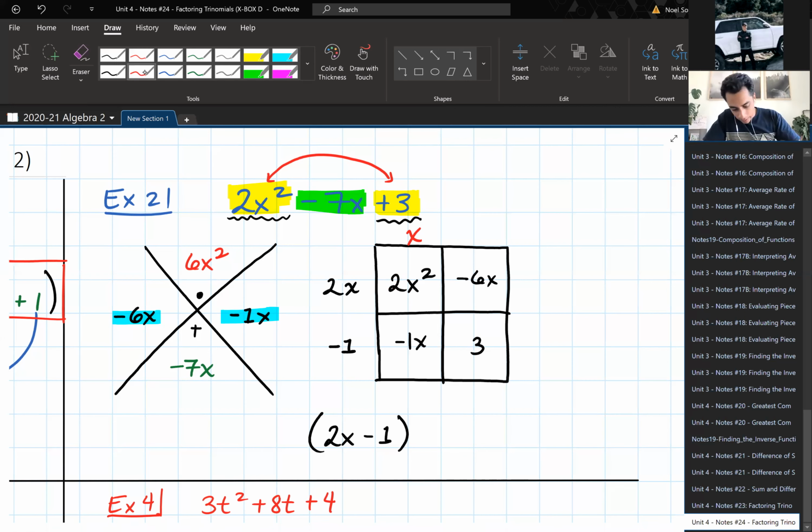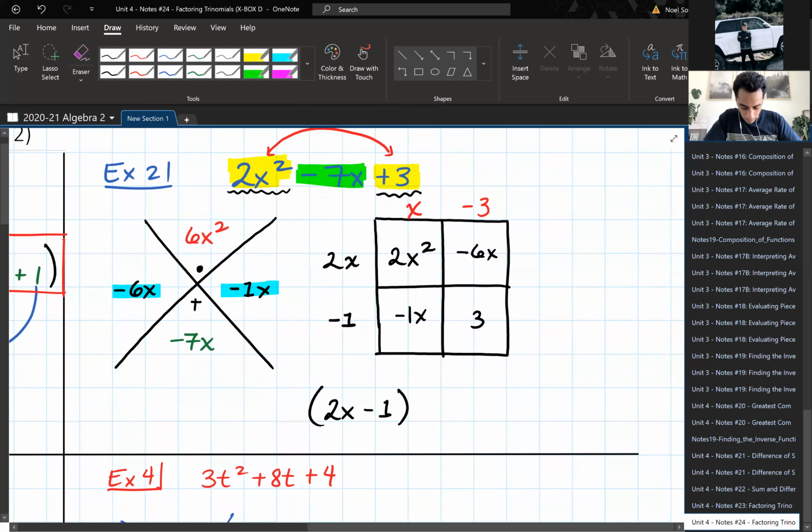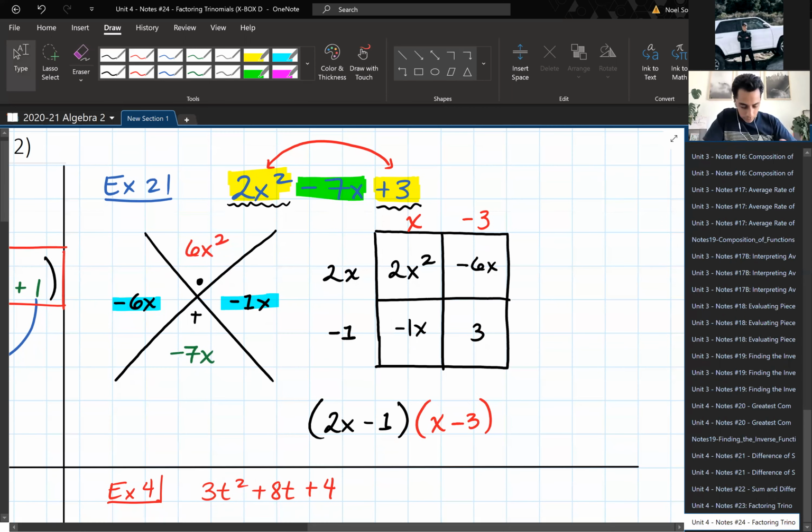All right. And now the second column, negative 6x and positive 3. What do they both have in common this time? Yeah, look at my leading term. That's a negative 6, right? The leading term is negative 6. So in that case, I do want to factor out a negative, and the number that divides both 3 and 6 is minus 3. So what did we just find? Well, if you look at that top, x minus 3, that's your second factor. So this polynomial factors into 2x minus 1 times x minus 3.